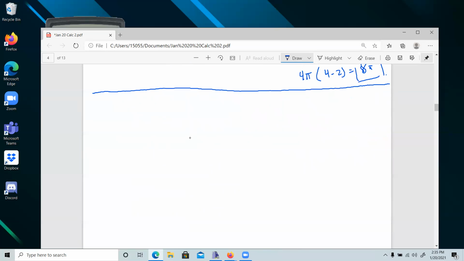So let's try one that's a little different here. Let's try y is equal to x cubed. We're going to go from y is equal to 8, x equals 0, and we're going to rotate about x equals 9.